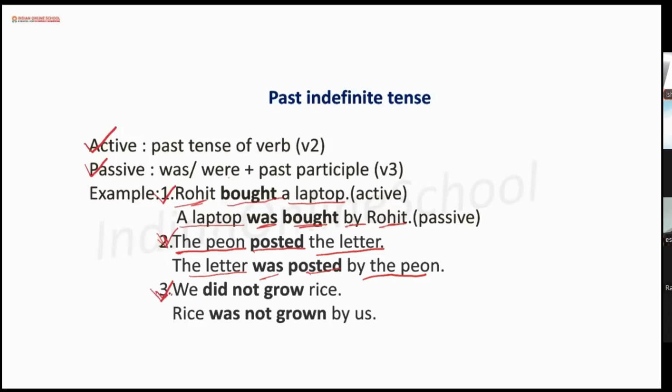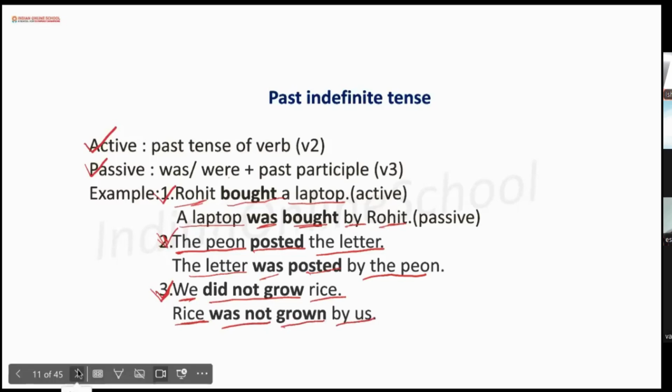The third one, this one. Yes, rice was not grown by us. No, the third one: we did not grow rice. So here, we is the subject, did not grow is the verb, and rice is the object. Rice has become the subject in the passive voice: was not grown, where grown is the third form of the verb, and by us. Okay?